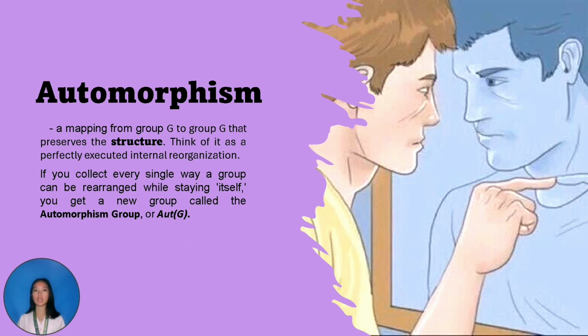In group theory, we talk a lot about isomorphism, a fancy way of saying two different groups are actually the same. But what happens when a group is isomorphic to itself? That is an automorphism. It's a mapping from group G to group G that preserves the structure. Think of it as a perfectly executed internal reorganization. If you collect every single way a group can be rearranged while staying itself, you get a new group called the automorphism group, or Aut(G).